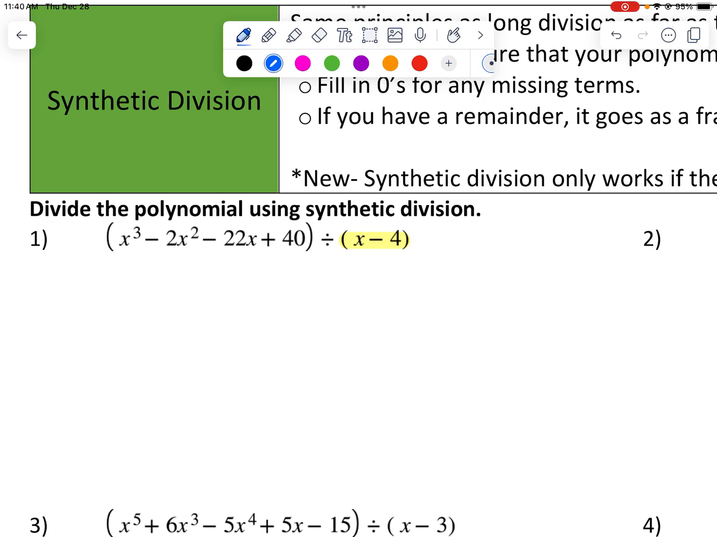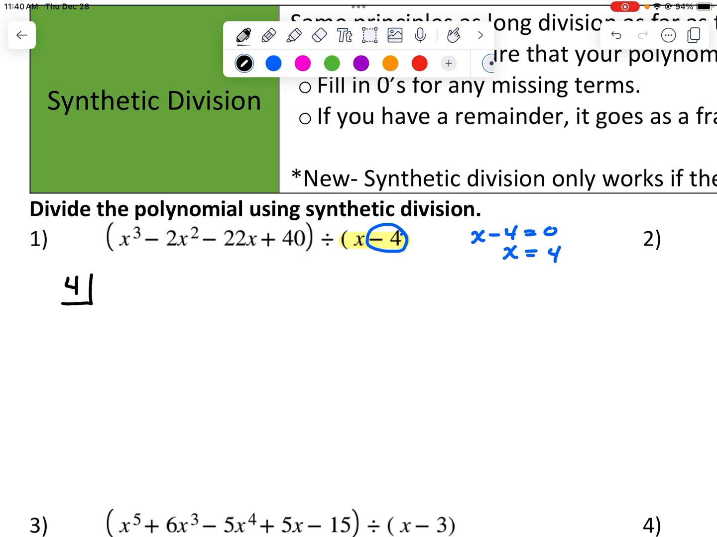So we are going to take the opposite of x minus 4. Actually, technically speaking, what we're doing is solving for x. But at any rate, most people think of using the opposite of what you see. So we are going to change the negative 4 to 4 and put it right here. Put a little box around it to hold it in place.